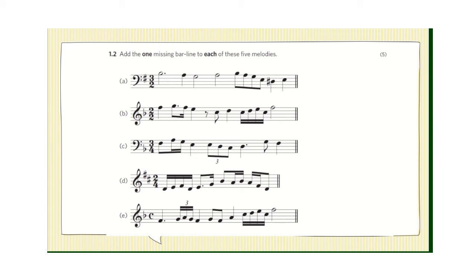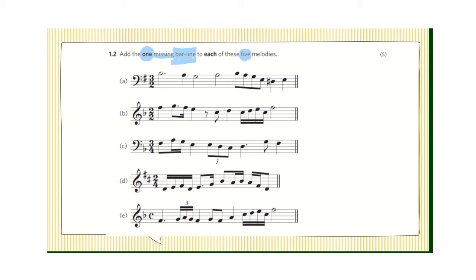Add one missing bar line to each of these 5 melodies. So what are we supposed to do for this question? Yeah, we are adding bar lines. Okay, and how many bar lines to add? Only one. One per question, okay? One per question A. Just one bar line. And please remember to finish all 5 melodies.